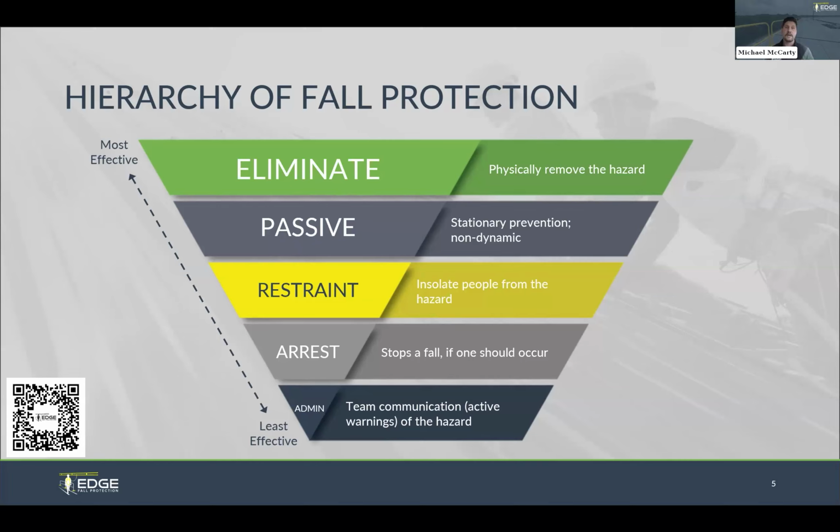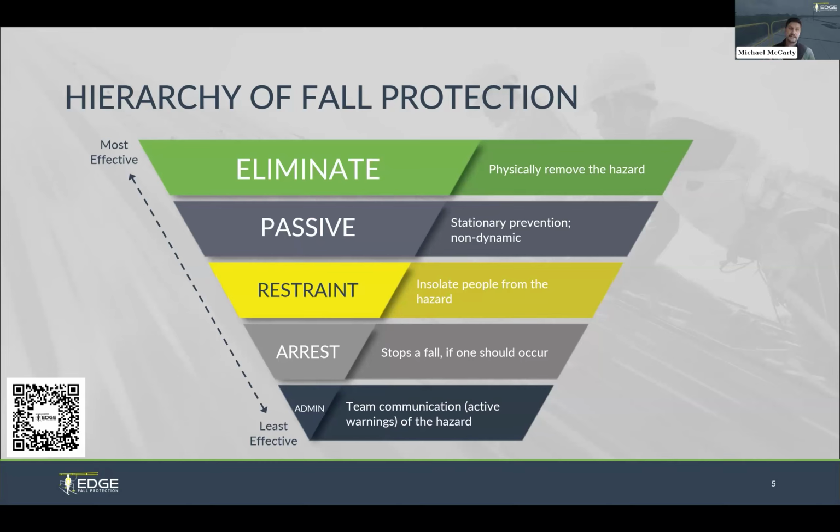Fall arrest is when we stop a fall if one should occur. So that same example, anchor point 15 feet, and then you have a 20-foot SRL. So now the user can walk off the edge, he or she can trip or fall off the edge. And then that fall protection system is going to be designed to ensure that if that person goes over the edge, he or she is caught before they hit the ground.